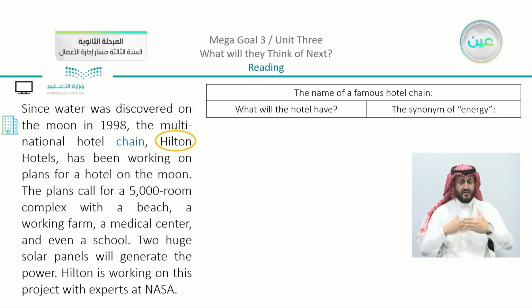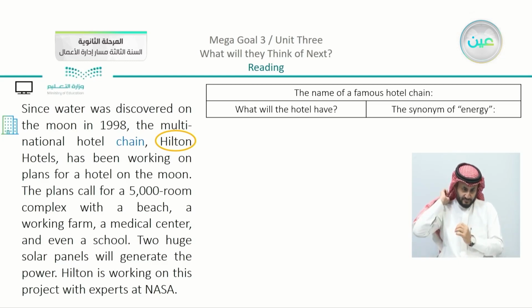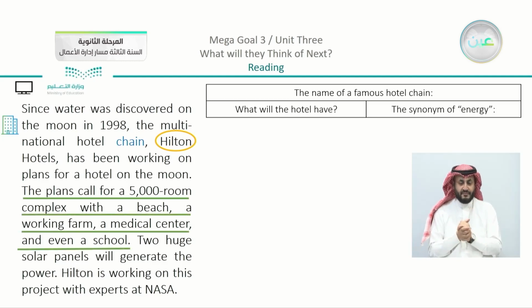And what will the hotel have? Also, we want to search for the synonym of energy. Now, you can see that we have chain, which is in our vocab. So the plan calls for a 5,000 room complex with a beach, a working farm, and a medical center, and even a school. And the synonym of energy, just to scan the part which is actually short, just look with me for the word, and you will find that it is, yes, power.